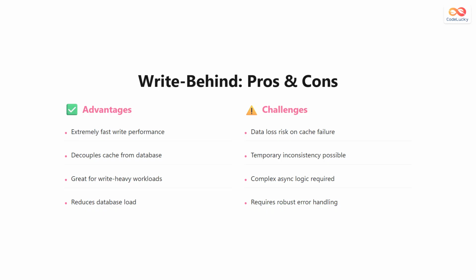However, write-behind has important trade-offs. There is a risk of data loss if the cache fails before the data is written to the database. Temporary inconsistency is possible between the cache and database during the async window. The implementation requires complex asynchronous logic. You need robust error handling and retry mechanisms to ensure data eventually reaches the database. Use this pattern only for data where eventual consistency is acceptable.